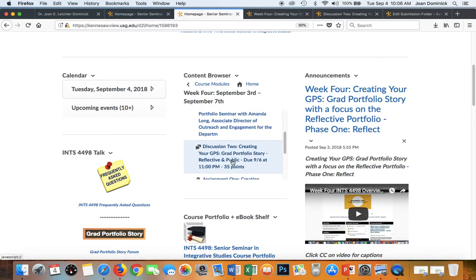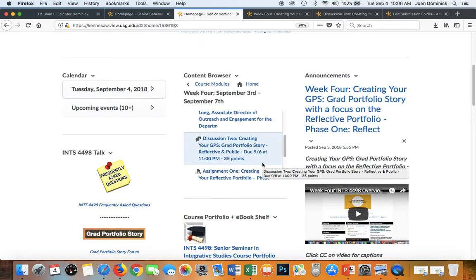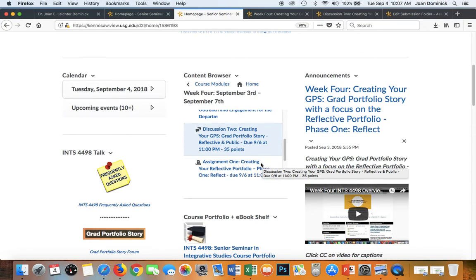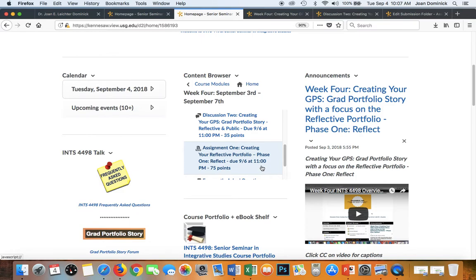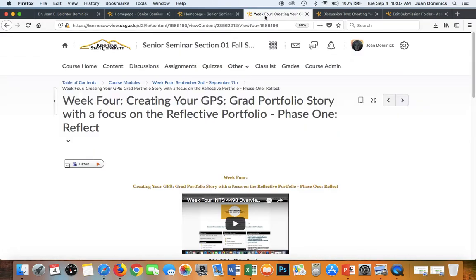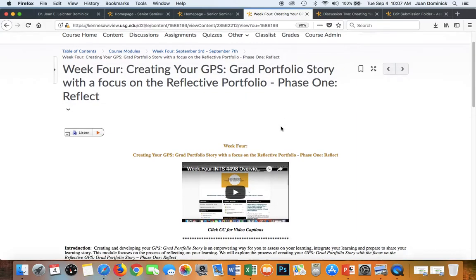Also, here is what's due this week: discussion 2, creating your GPS grad portfolio story, reflective and public, going over the resources, and assignment 1. This is the first step in creating your portfolio, and creating a reflective portfolio, phase 1 reflect, and we'll go over that a little later. Okay, let's look at our module for this week.